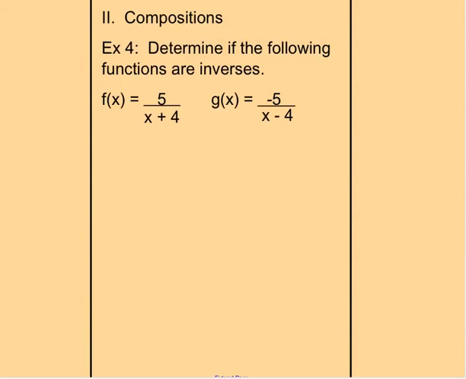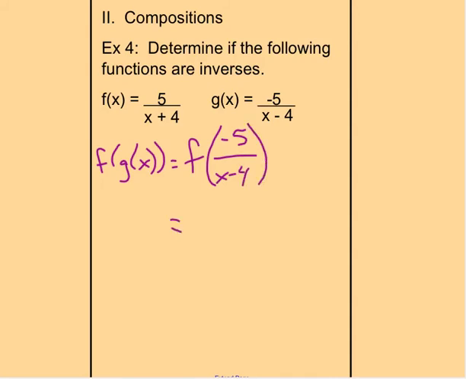Last example, determine if they are inverses. This is the one where we do the composition. We substitute one function into the other function to see if they simplify to just x. So taking the entire g function and substituting it into the f function for x, we get 5 over negative 5 over x minus 4 plus 4.